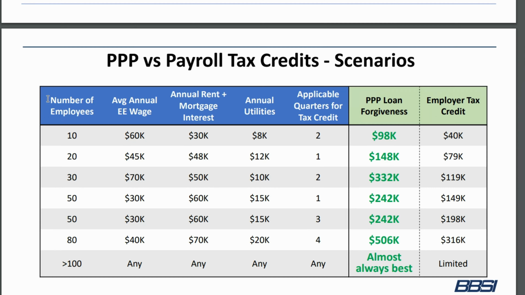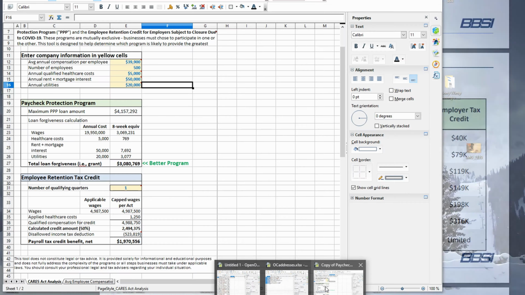Again, here are some scenarios comparing the PPP program versus the Payroll Tax Credit Program. As you can see, in all of these scenarios the PPP loan forgiveness is better than the employer tax credit. Like I said, there are very few situations where the employer tax credit is better, but that is what this calculator helps us out with. Pull this up real quick.